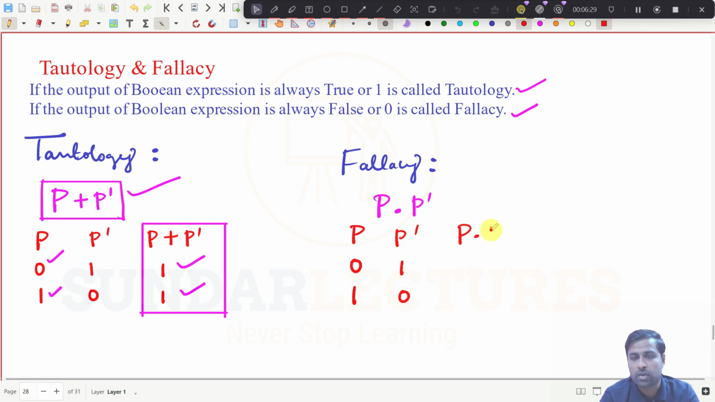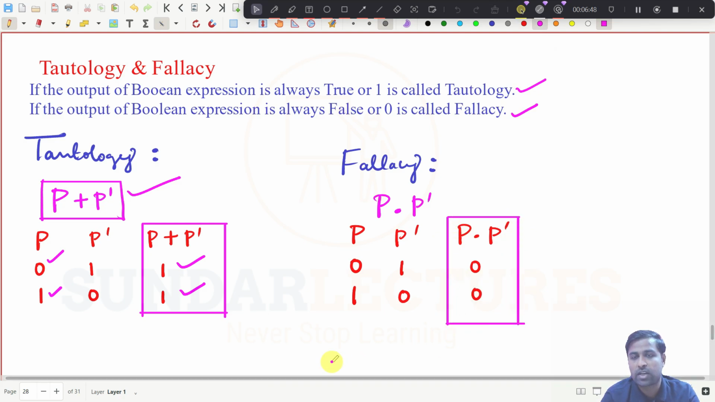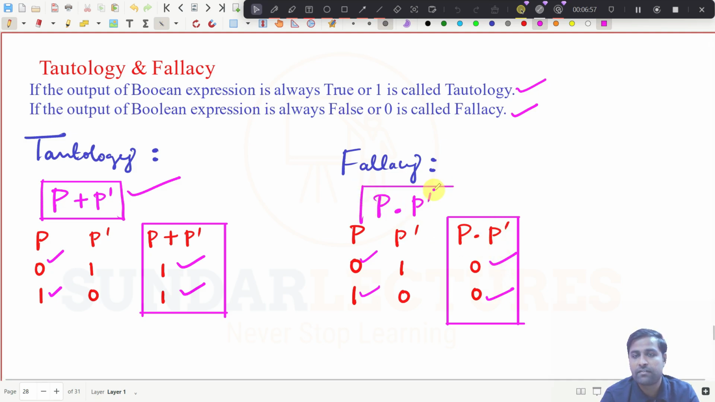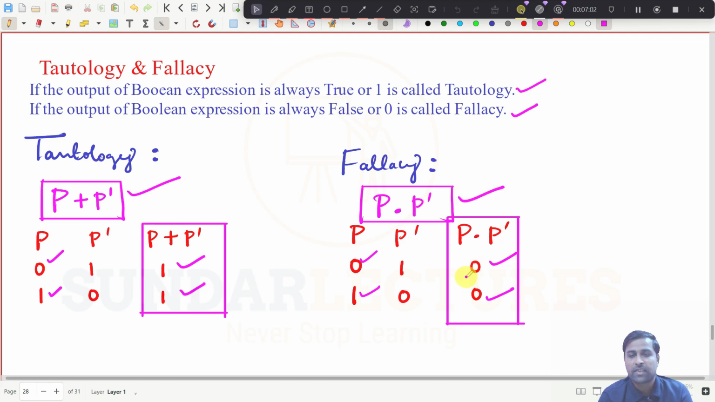And if you see this one, p dot p bar, what will you get here? You have to multiply these two, so this will be 0. You multiply these two, this will be 0. And you see this function, this particular output, whatever the input you are giving, 0 or 1, the output will always be 0. So generally we call this function a fallacy.